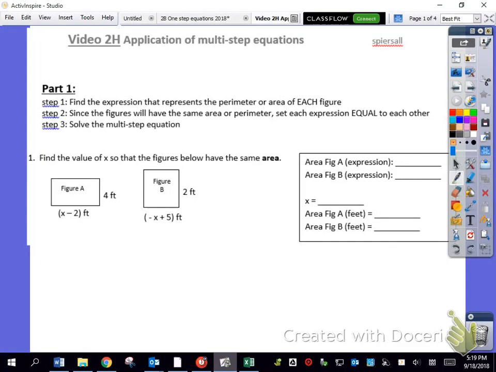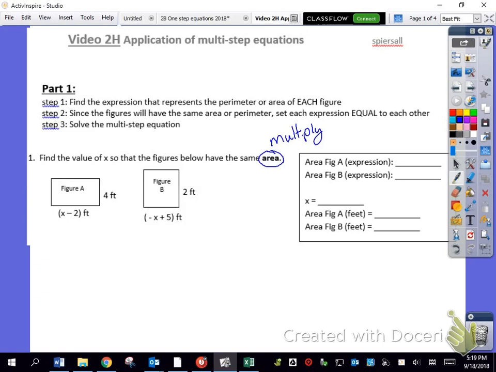Okay, so in the first one, we're gonna apply multi-step equations, and in this problem, it says find the value of x if the figures below have the same area. Remember, area is when you multiply, that's length times width.